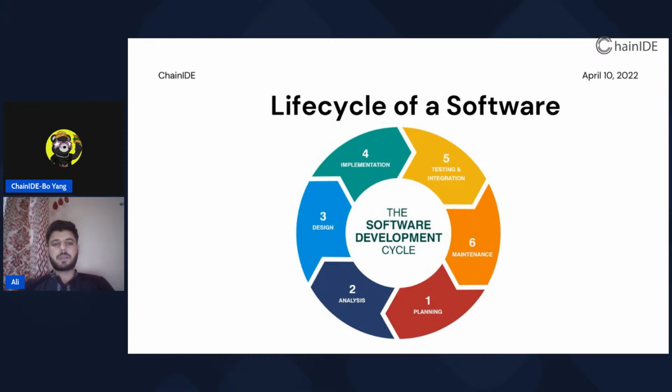And the last step is testing and deployment. Once you have created all the software, the last step is testing and deployment. After deployment, you go for maintenance. You add some features, remove some bugs in each iteration. That is called maintenance. So these are the stages of software development.